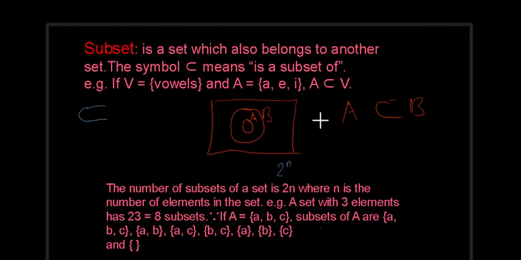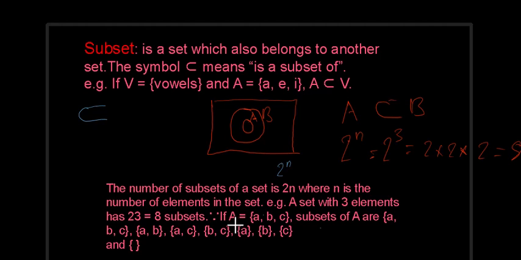The number of elements in a set, for example a set with 3 elements, is going to be 2 to the power n, so 2 to the power 3. This is just 2 times 2 times 2, which is equal to 8. So how many subsets are we going to have for this particular set? We're going to have 8, because it has 3 elements. So there are 8 subsets.